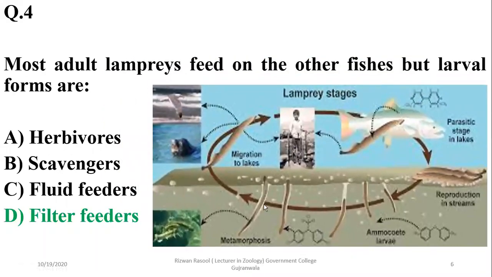For example, here is the life cycle of lampreys shown. Adult lampreys are the parasitic stage, feeding as ectoparasites on other fishes. But the larval forms are usually filter feeders, and they get their nutrients from the water. So the right option is delta.